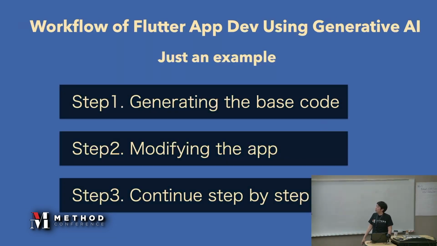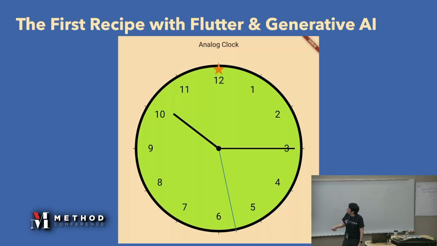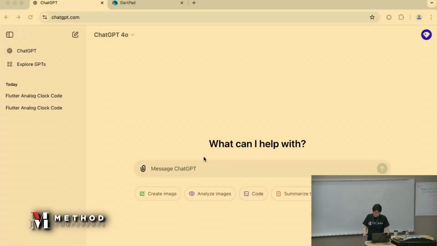To create this analog clock, there are three steps. First step, generating the base code. It's a simple analog clock. At first, we should create the very, very simple analog clock. After that, modifying the app. And after that, continue step by step. By doing that, we can create this analog clock.